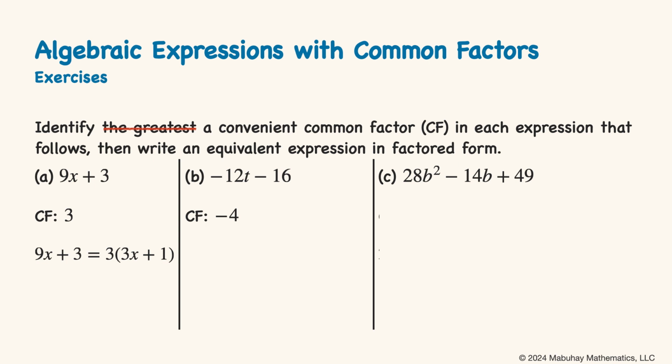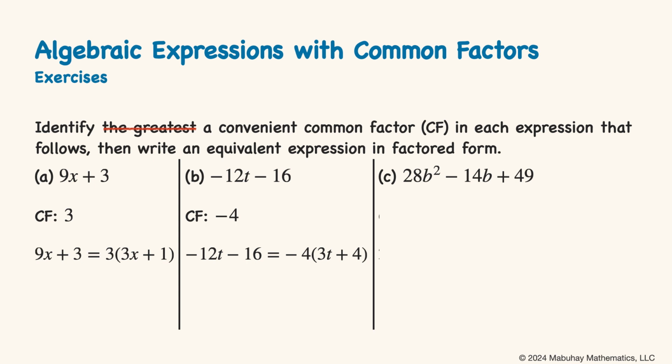And so to identify negative 4 as the common factor, when we do that, in the second factor we're left with the quantity 3t plus 4. Okay, 3t is coming from negative 12t divided by negative 4. And plus 4 is coming from negative 16 divided by negative 4.